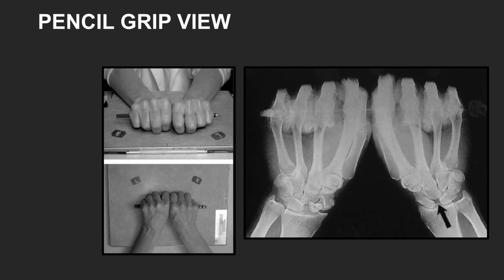So here's an example of somebody holding a pencil and we're taking an X-ray, and you can see on the left side they have a scaphoid non-union, and on the right side they have a scapholunate ligament tear with gapping between the scaphoid and the lunate.